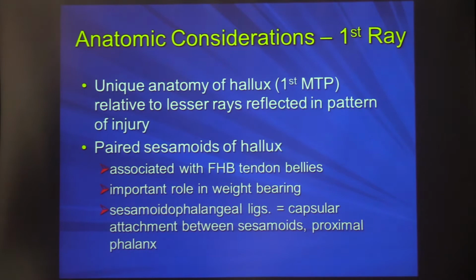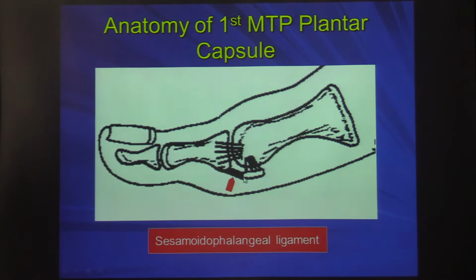Now, if we look at the anatomic considerations of the first ray, and I discuss the unique anatomy of the hallux, there are fibrous or ligamentous connections between the sesamoids and the base of the proximal phalanx that we call the sesamoidal phalangeal ligaments, and they are part of the plantar plate of the great toe. This depicts that here is this band of tissue which goes separately from each sesamoid to the base of the proximal phalanx. So rather than at the second ray, where this inserts right on the metatarsal itself, here we have an intervening sesamoid, which makes the picture more complicated.